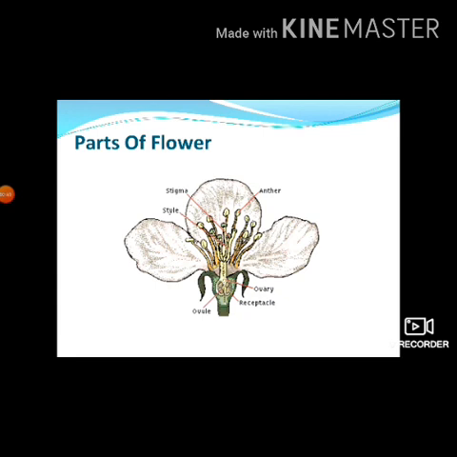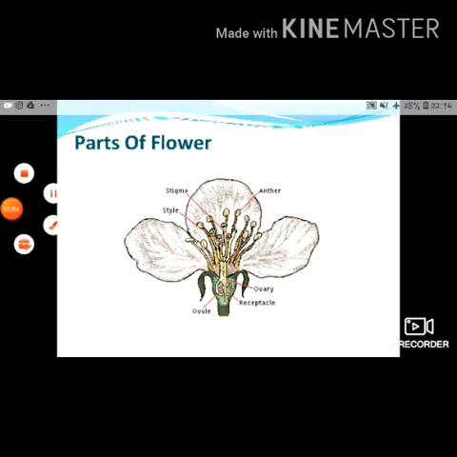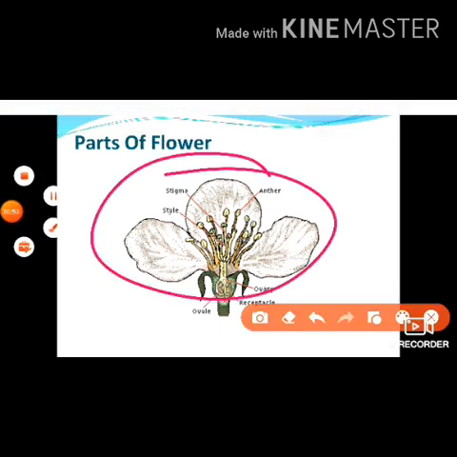In that, first we know about the structure of the flower. This we already studied, in the previous classes. Already in first year also you studied the structure of the flower. The common parts are present here: stigma, style, anther, and everything. Majority of the flowers have two sexes in a single flower, both male and female.